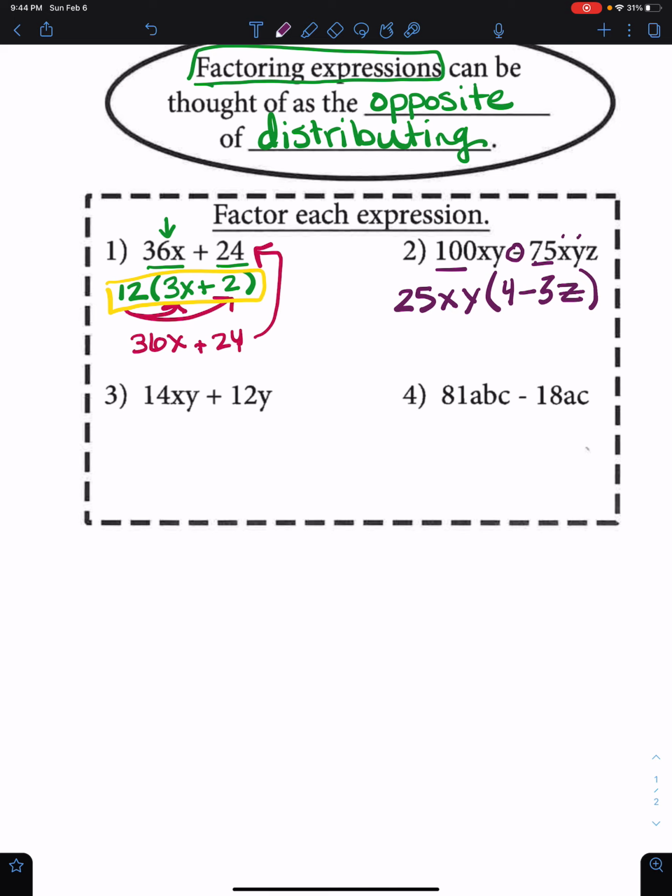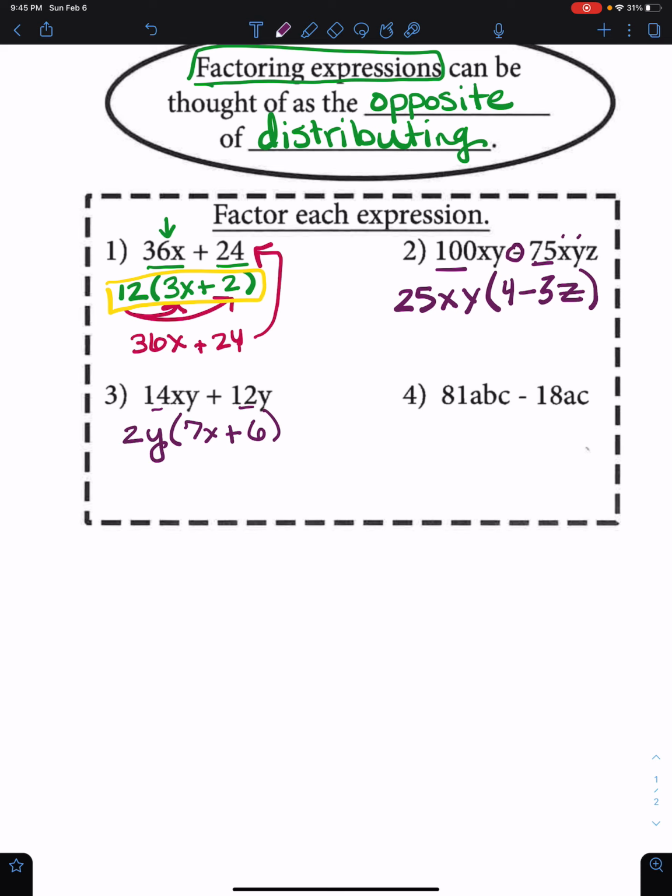Alrighty, for this one, the biggest number that goes into 14 and 12 evenly, I think, is a 2, and they share a y. I'd have to multiply 2y by 7x in order to get 14xy, and I'd have to multiply 2y times 6 to get 12y.